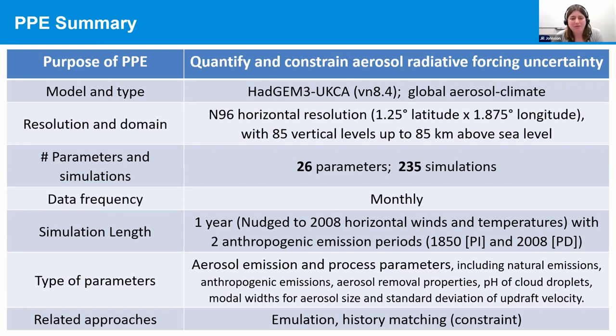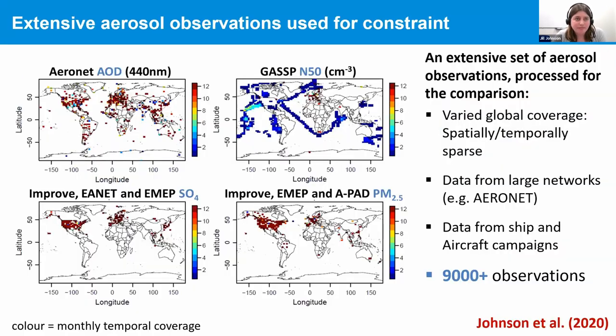The main parameters that we're focusing on here are aerosol emission and process parameters. So there are no cloud-based parameters in this ensemble. It really is just the aerosol parameters, looking at different types of emissions, removal properties, size of aerosol, and all sorts of things like that. And this relates to emulation, and obviously the history matching is the thing that I'm focusing on today.